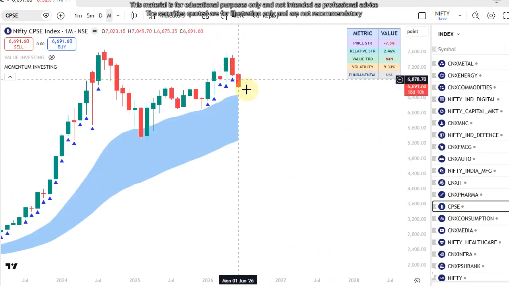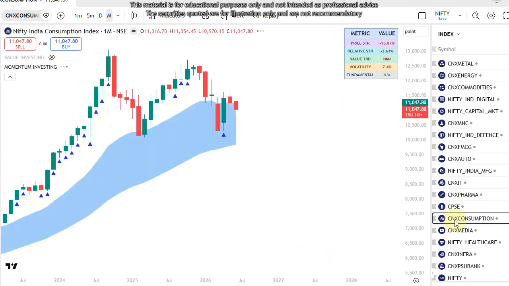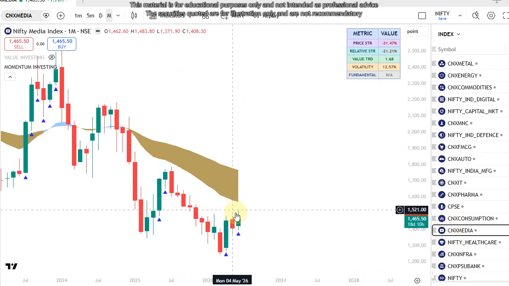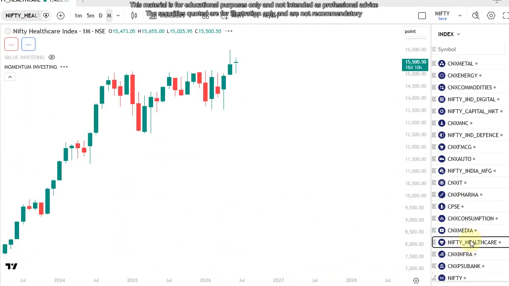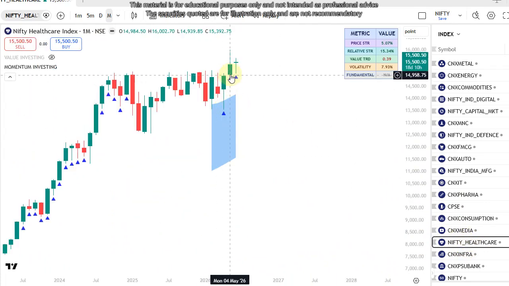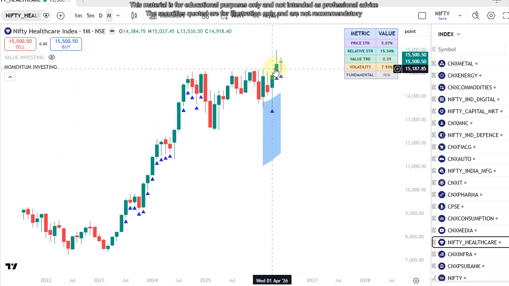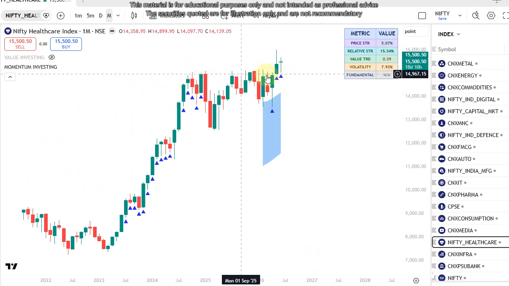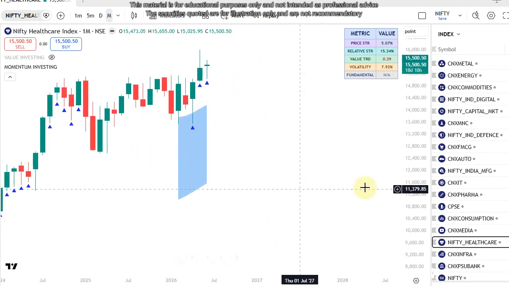CPSE momentum is losing. Consumption momentum is losing. Media is below the cloud, so there is no momentum. Nifty Healthcare also broke fresh momentum in the previous month. So Nifty Healthcare and Pharma are also at an all-time high. These two indexes are presently in good momentum.